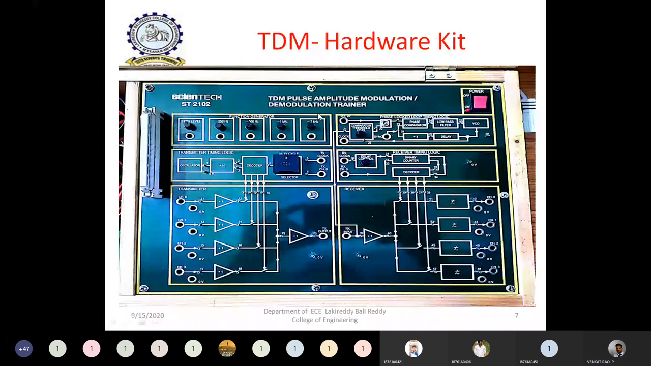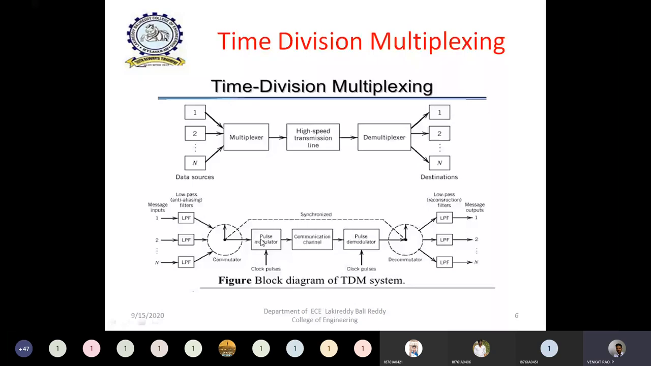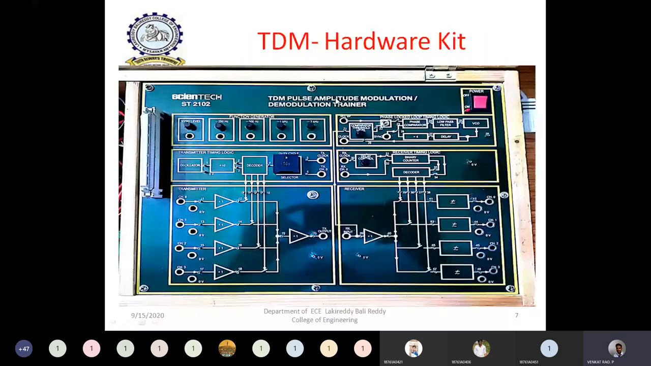In that, pulse amplitude modulation is also given. That means in place of pulse modulation, we are using pulse amplitude modulation. Generally, the sampling process can be of three types: ideal sampling, natural sampling, and flat top sampling. The flat top sample output is the same as the pulse amplitude modulation. Both are the same. So the general time division multiplexing is applied based on PAM modulation and demodulation.